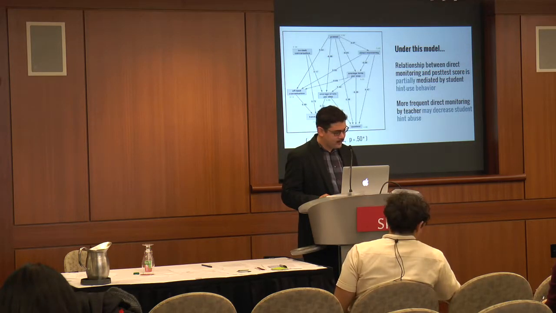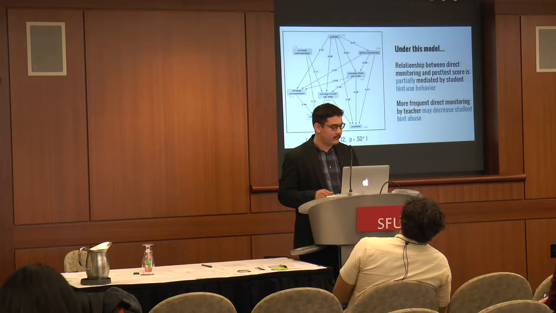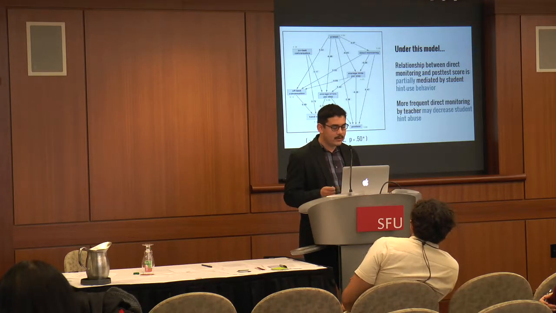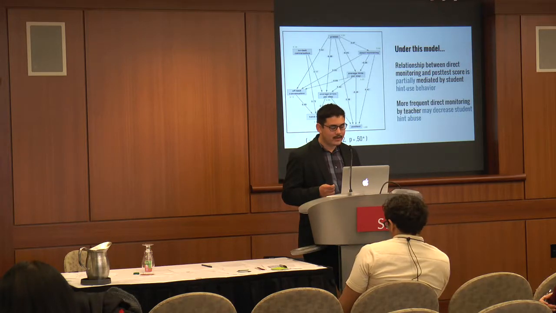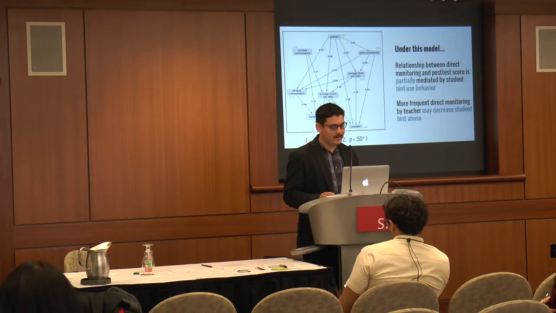So shown at the left here is the directed acyclic graph found by PC. Nodes show observable variables from both log data and classroom observations, and links between nodes are tagged with parameters indicating the estimated strength and direction of a relationship. And worth noting is that under this model, the relationship between direct monitoring and students' post-test performance is partially mediated by students' hint use behavior. So if this model is to be believed, it seems more frequent direct monitoring by a teacher may support student learning in part by decreasing their likelihood of abusing hints in the software.